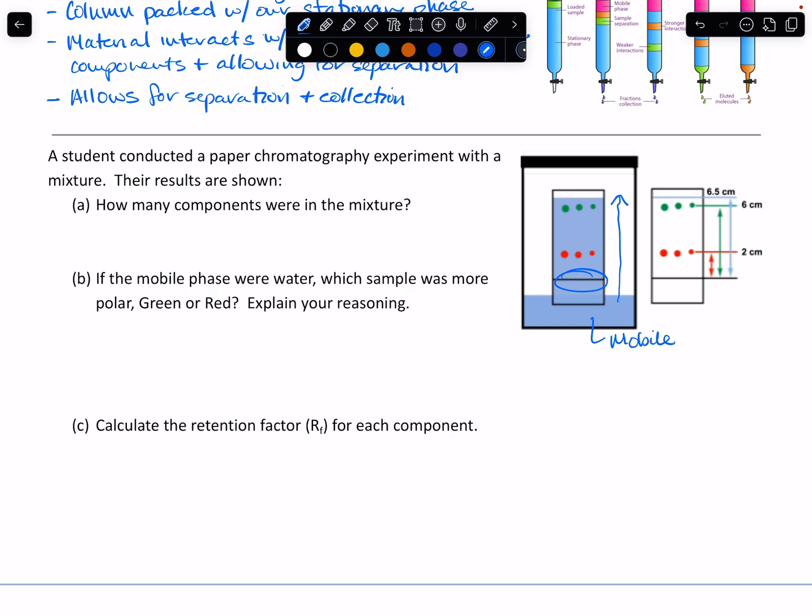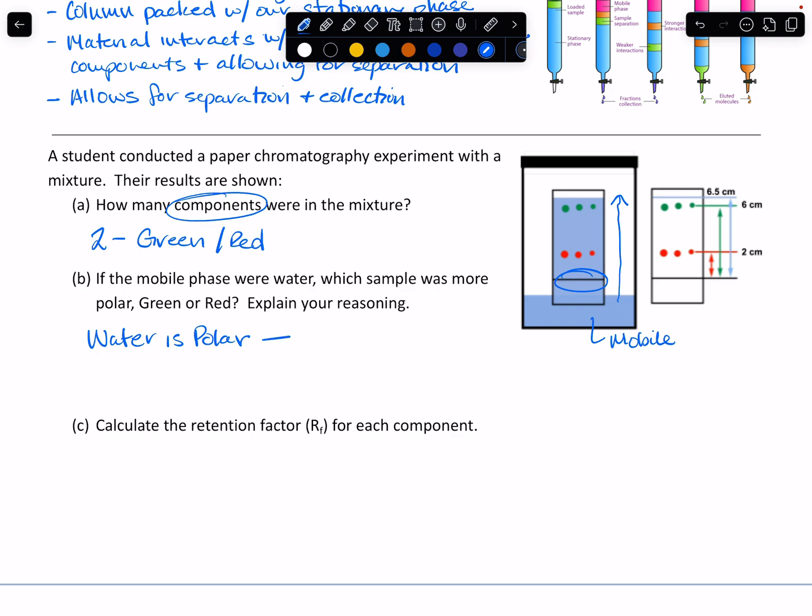So if we look at this particular setup and we look at our dots, how many components were in the mixture? Well, I see two: my green component and my red component. If the mobile phase were water, which sample was more polar, red or green? First thing you have to keep in mind is water is polar. So substances that are polar are going to move with the water, whereas substances that are nonpolar are not going to move as quickly with the water.